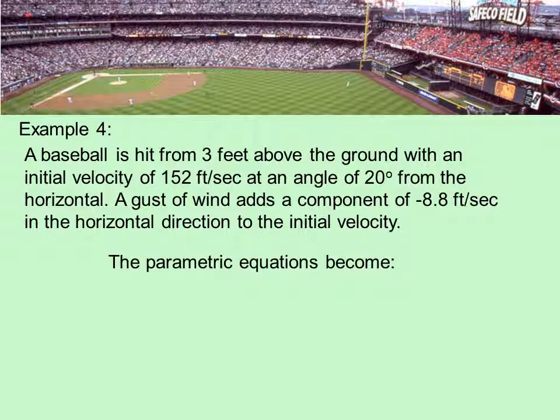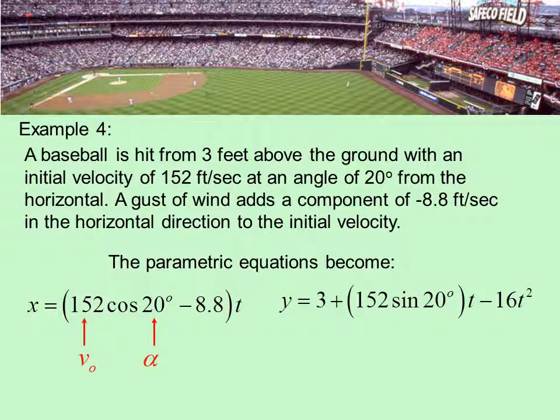The parametric equations become x equals 152 cosine 20 degrees minus 8.8 t, where 152 is v sub 0, 20 degrees is alpha, the launch angle, and y equals 3 plus 152 sine 20 degrees t minus 16t squared, where 3 is the initial height, or y sub 0, and 16 is 1/2 the acceleration due to gravity.